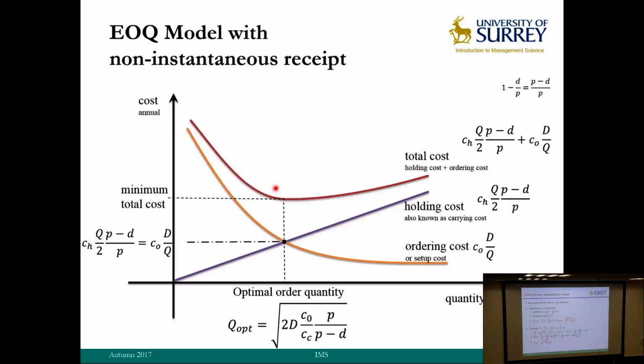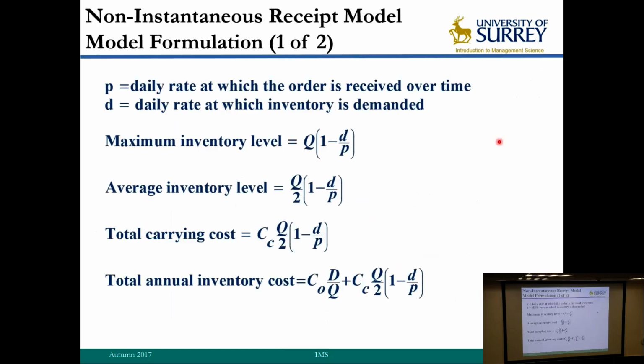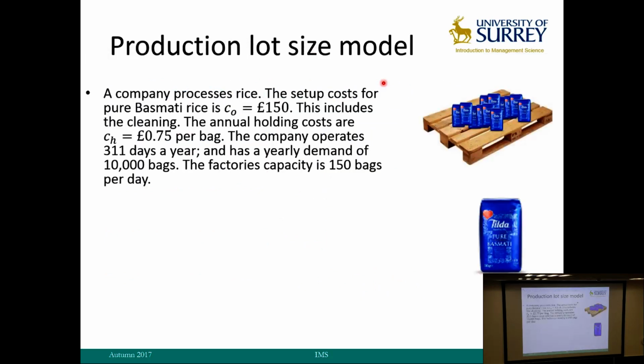Okay, so if we know the optimal quantity, that's at this intersection point, and this is how we find the optimal point. We make the two parts the same. And once we find the optimal quantity, we can substitute into the ordering cost and holding cost and find out the total cost here. Okay, so this is a summary of the non-instantaneous receipt model and a lot of equations. We're going to try to do some calculations.